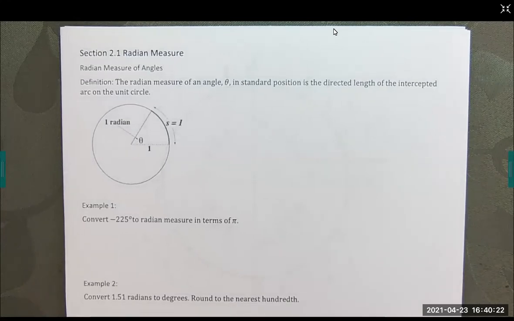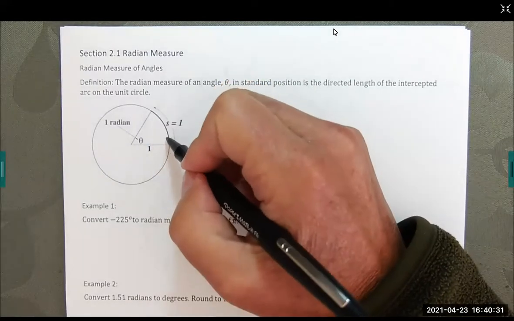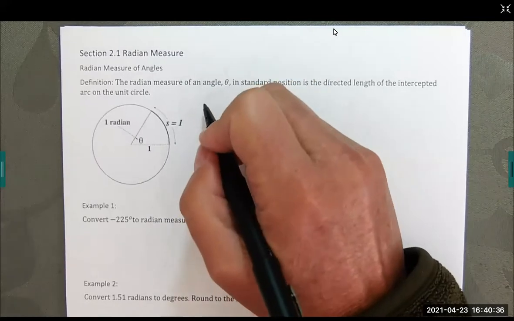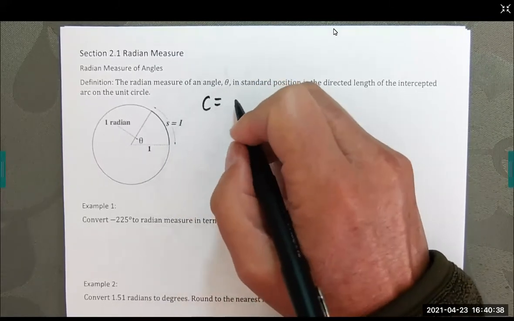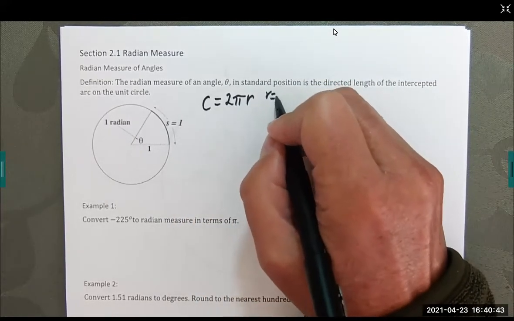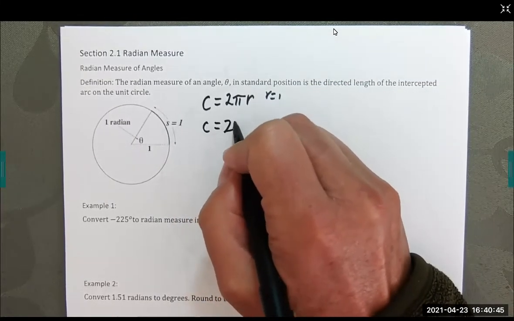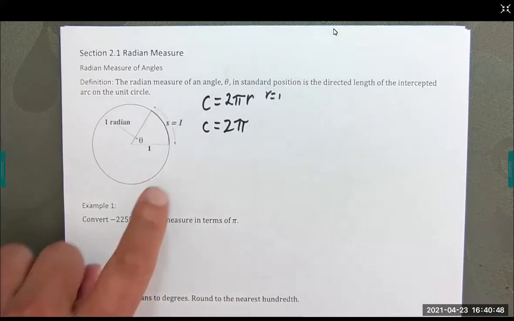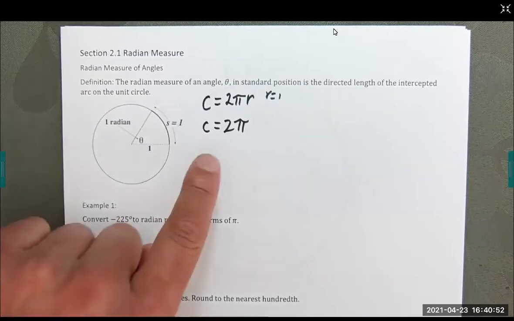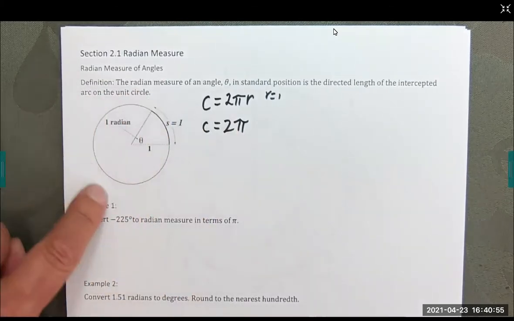And so the definition: the radian measure of an angle theta in standard position is the directed length of the intercepted arc on the unit circle. So in the unit circle, this is going to be the angle in radians. And what happens on the unit circle, the circumference, as we know, is 2 times pi times r. But when r is 1, the circumference is just 2 pi, which is also the angle. Right? That's the point. And we know for a circle, that's completely all the way around.